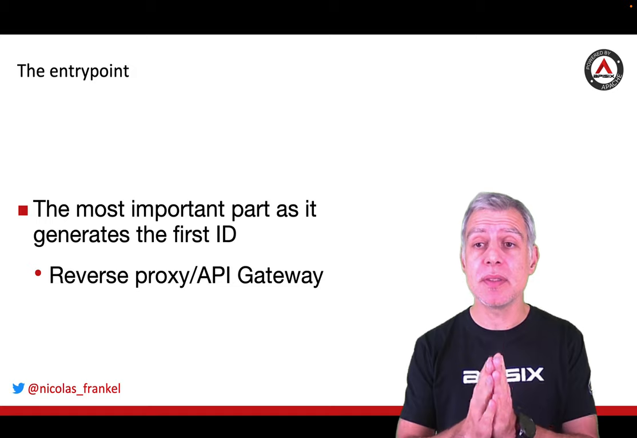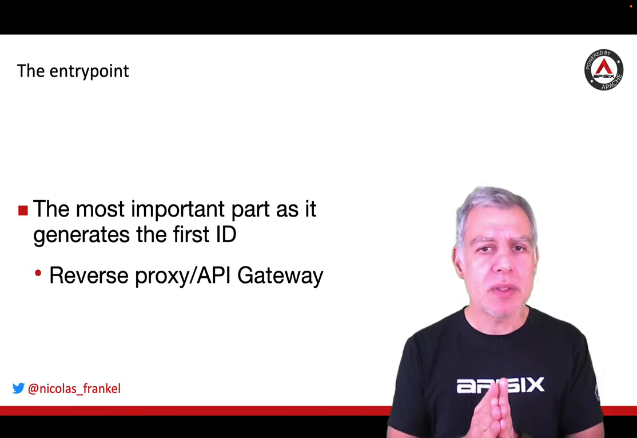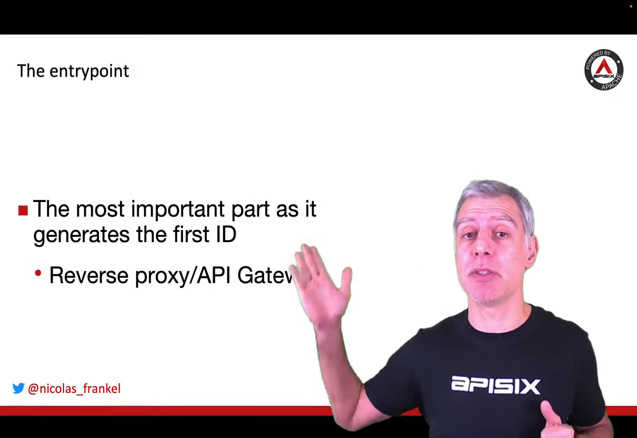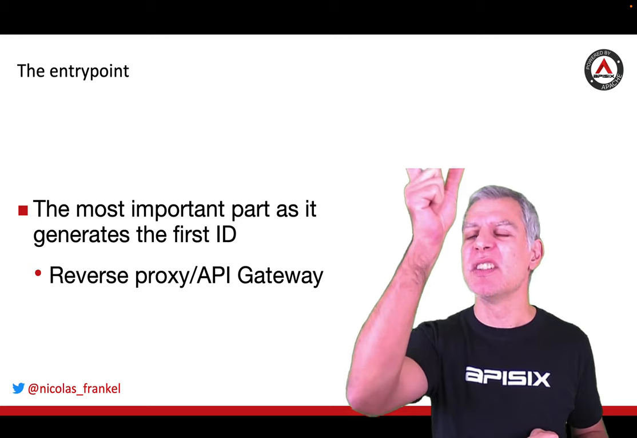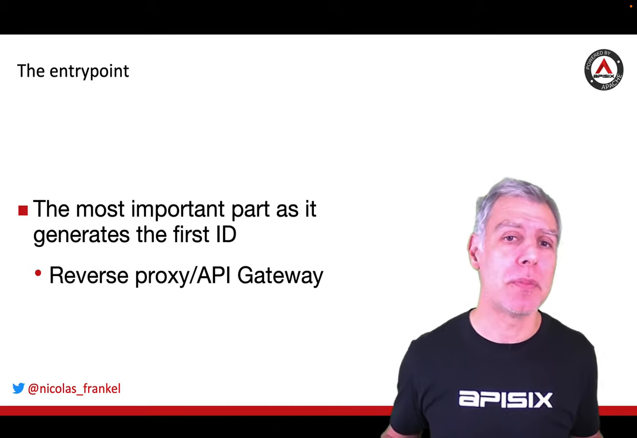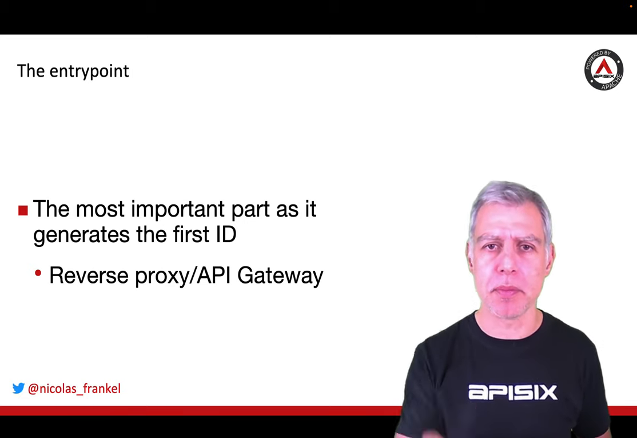So the entry point is actually the reverse proxy API gateway. Most information systems have such an entry point. You probably never expose your application directly over the internet. You have something in between because you want to protect your information system from illegal access. So that's the most important part.